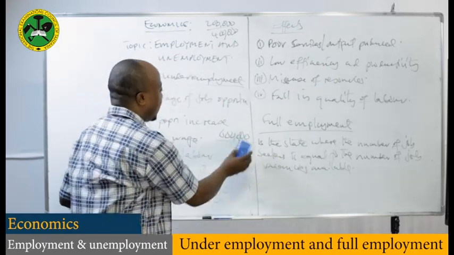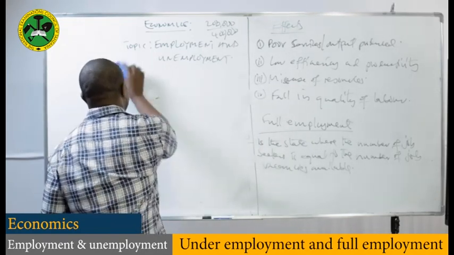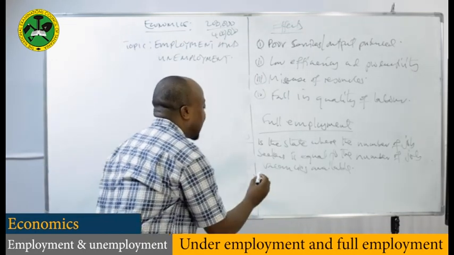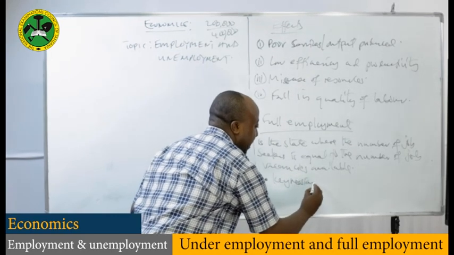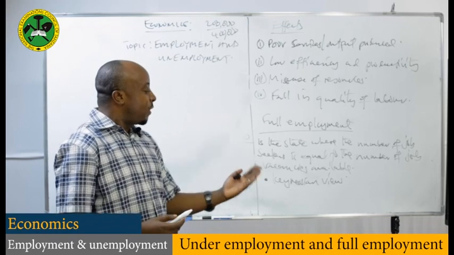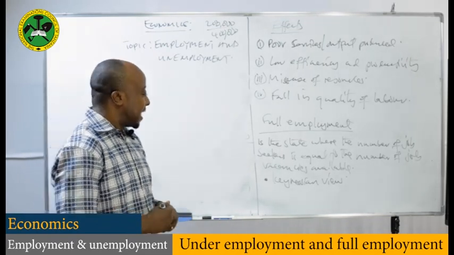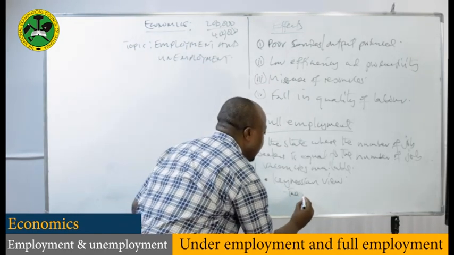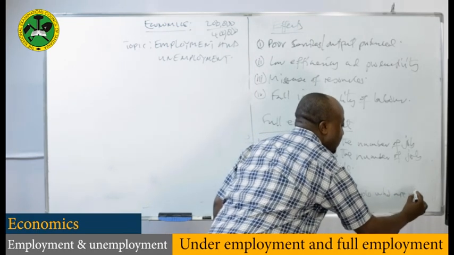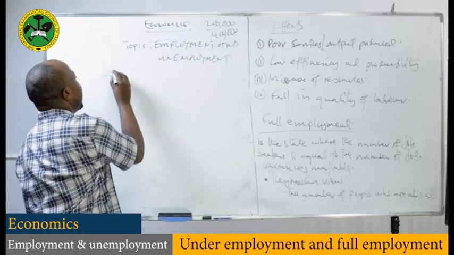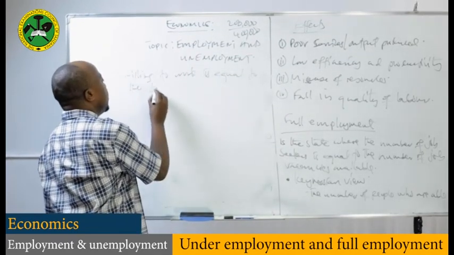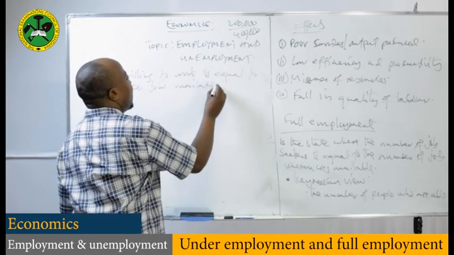Now, different economists have viewed the concept of full employment in different ways. For example, we have case one, the Keynesian view. How does Keynes view the issue of full employment? This is one of the common economists. Now, according to Keynes, full employment occurs when the number of people who are able and willing to work is equal to the jobs available. That is according to Keynesian.